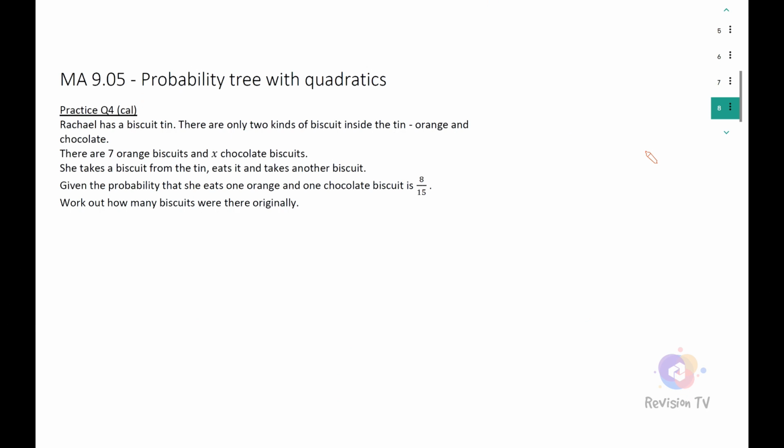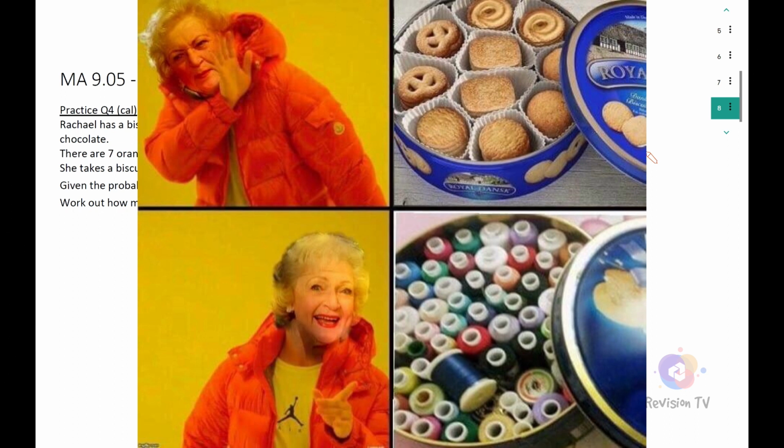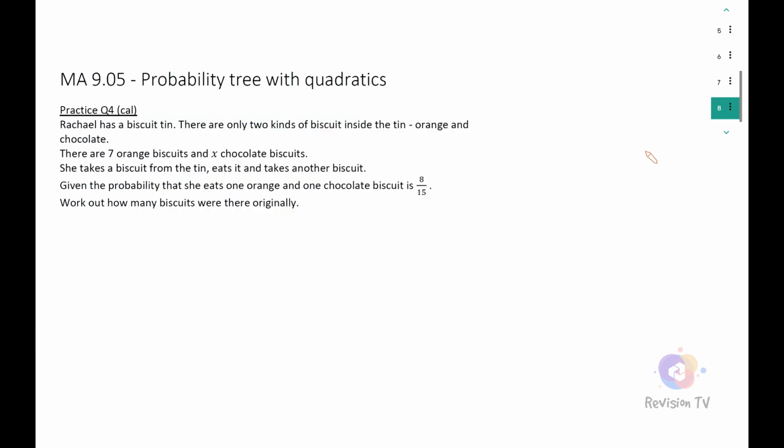Can you see that little brightness of hope at the end of this darkness of probability tree tunnel shenanigan nightmare? We're getting there. The last question is about Rachel's biscuit tin. If there's one thing you don't know, it's that there's everything in a biscuit tin apart from biscuits. Anyway, pause the video, have a go at the question. When you're ready for the answer, you can press play.